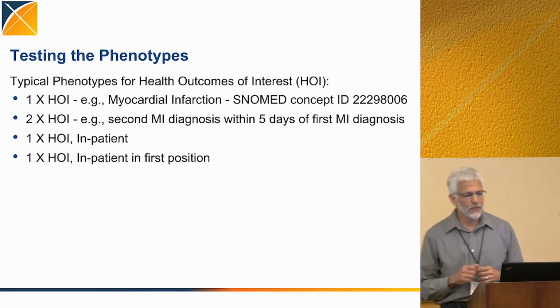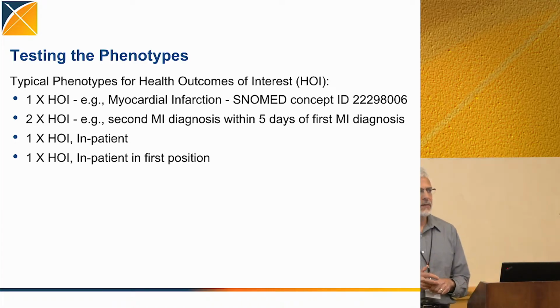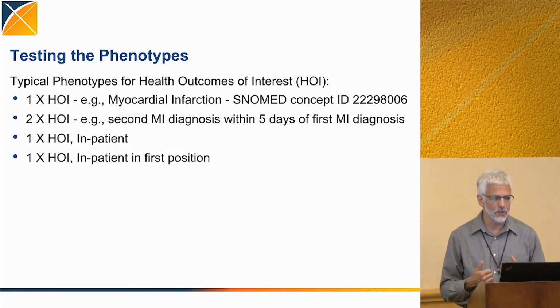What you'll find when you start developing phenotypes is that there are a lot of standard ways to create them, and I used a couple of examples here. One might be, if you want a very sensitive phenotype, you pick people who had one occurrence of that condition. If you want to make things a little more specific, you might say one occurrence of that condition, and then within 5 days, a second occurrence of that condition, maybe a follow-up condition.